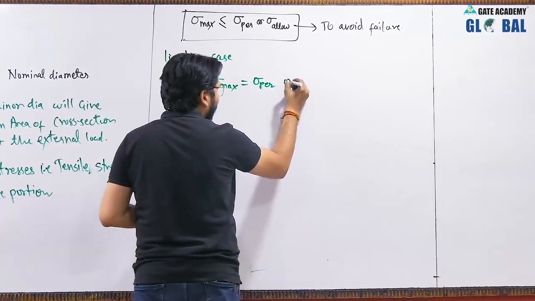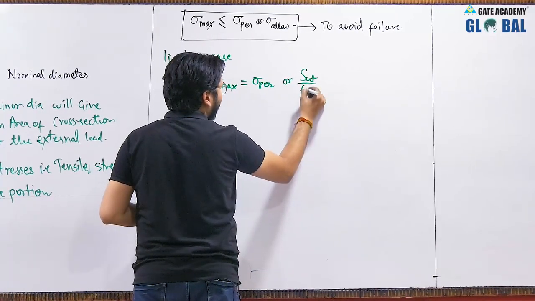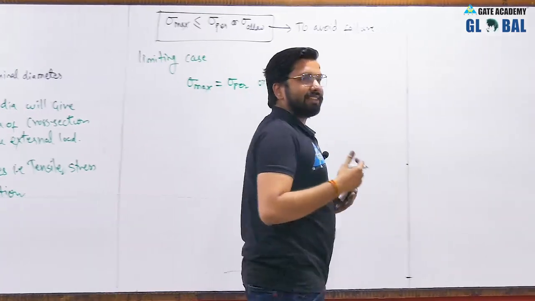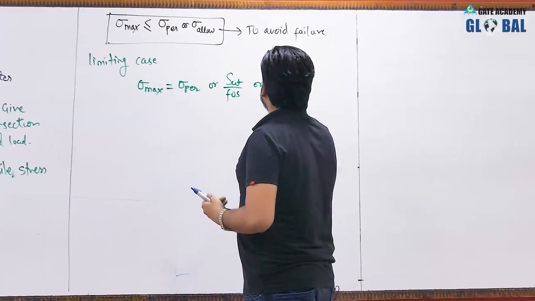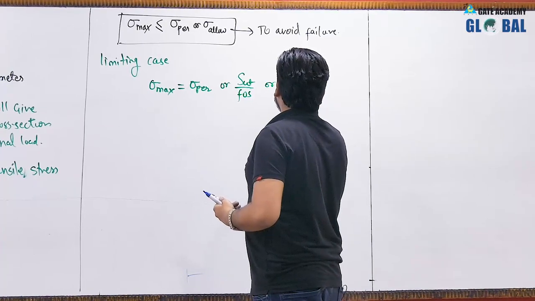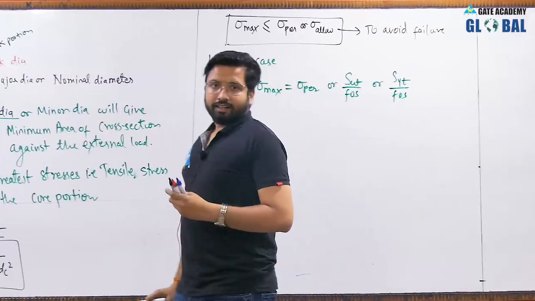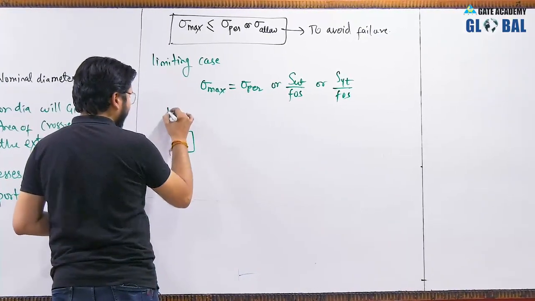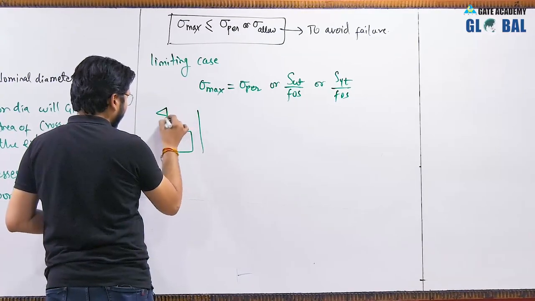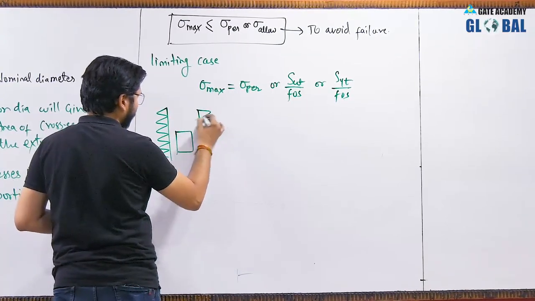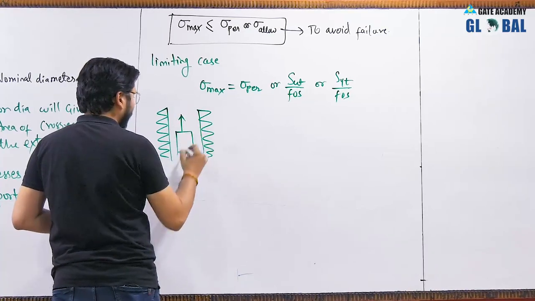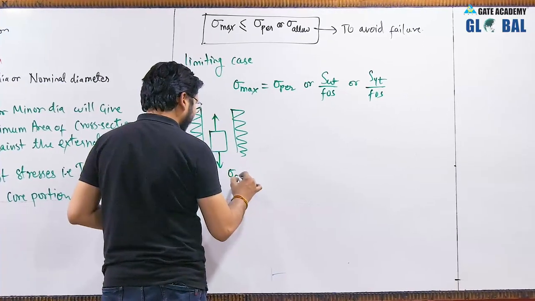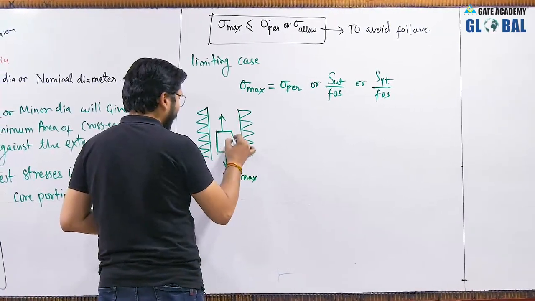So sigma permissible can be written as SUT divided by factor of safety, or if the ductility of the bolt material is dominating, then we will use the tensile yield strength of the material. Now here you can see, if you take any stress element in the bolt, in the core portion, the only stress acting on the bolt is the tensile stress, that is sigma max, in this particular plane.